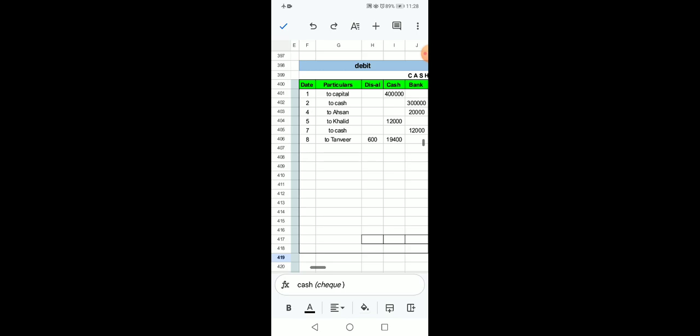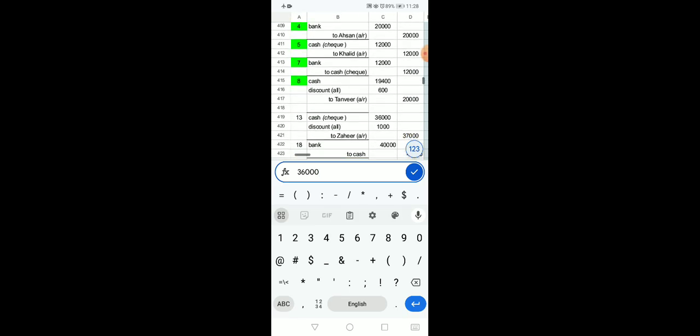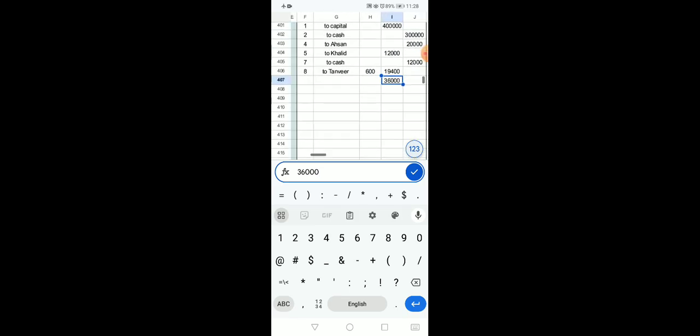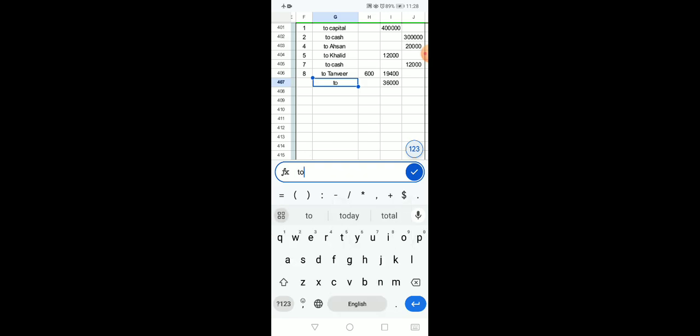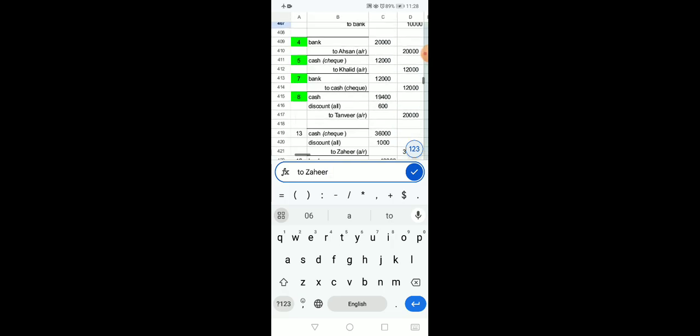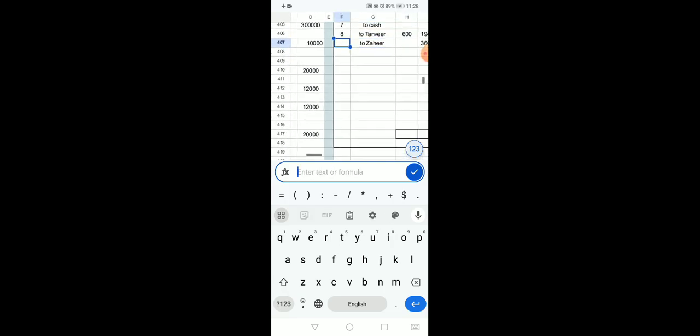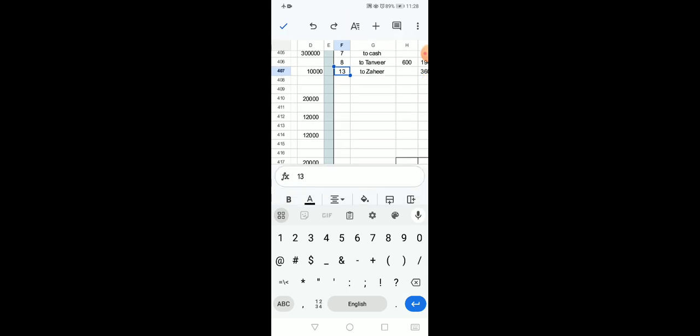13th entry, now we are related with, there are 3 elements but only 2 elements we are related with, cash and discount. So step by step we will post. Cash is debited by 36,000. So you will go to the debit side of the cash, will write 36,000 over here. See the reference, that is Zahir. Opposite side Zahir is being written, so you will mention Zahir in particular column. And what is date? That is 13, so you will put 13 as its date.